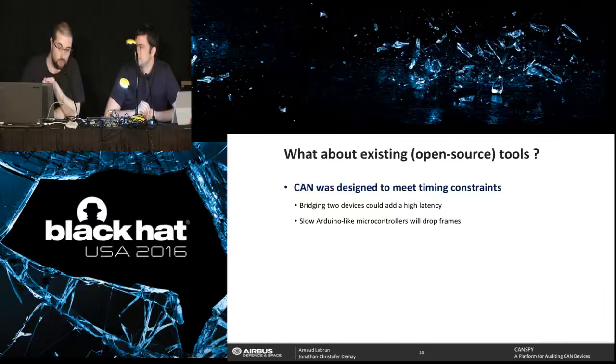If we take a look at the existing tools, first, we have to keep in mind that the CAN protocol was designed to comply with timing constraints. However, most tools only have one CAN interface. So to do the man-in-the-middle setup, you will need to use two of them and bridge them together with the host computer. But such a setup would add high latencies, and that would defeat the timing constraints. If you find a tool that has multiple interfaces, you then have to be sure that the microcontroller used by the tool is quick enough to handle all the frames that need to be forwarded between the different buses.